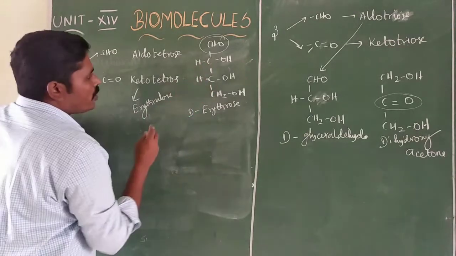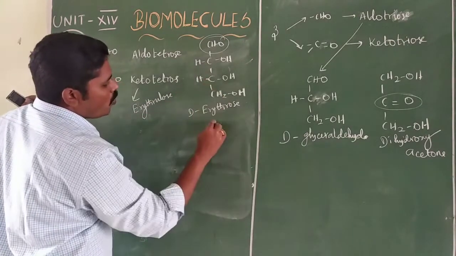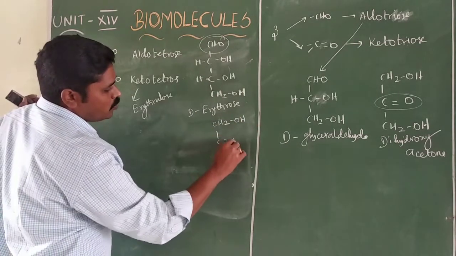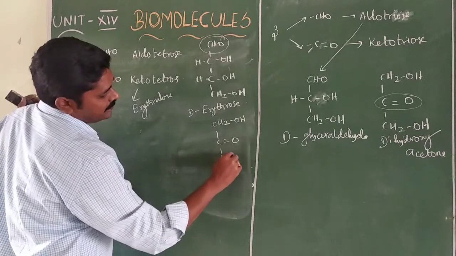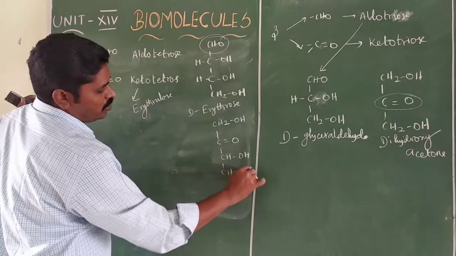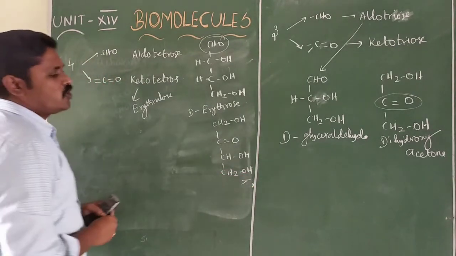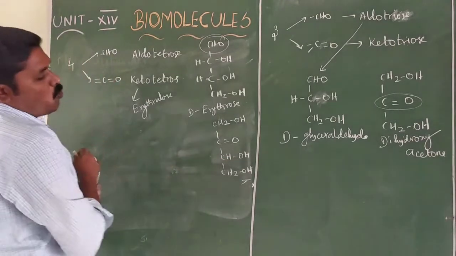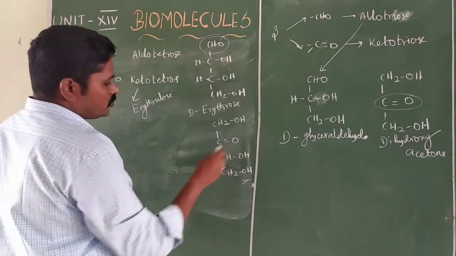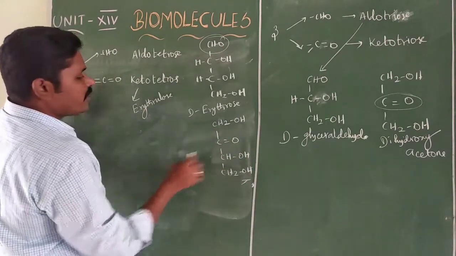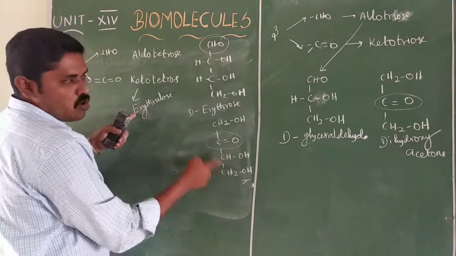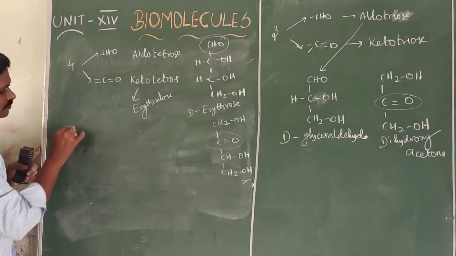The structure of erythrulose is CH2OH, C double bond O, CHOH, CH2OH. So n equal to 1 in the general formula. So 1, 2, 3, 4: 4 carbons, functional group keto. Ketotetrose, example erythrulose.